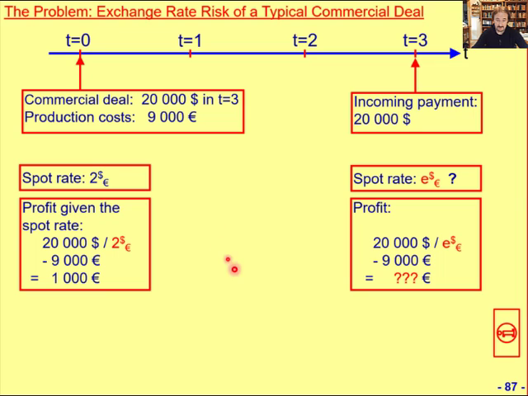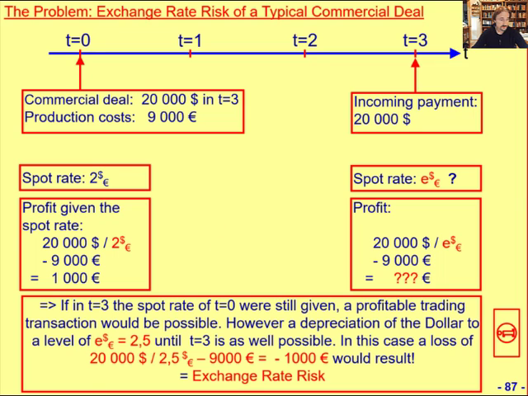In this case, $20,000 over the $2.5 per euro exchange rate would equal only 8,000 euro, minus 9,000 euro production costs, would result in a loss of 1,000 euro. And this possibility, the risk that this happens, is what we call the exchange rate risk of such an international trade deal.